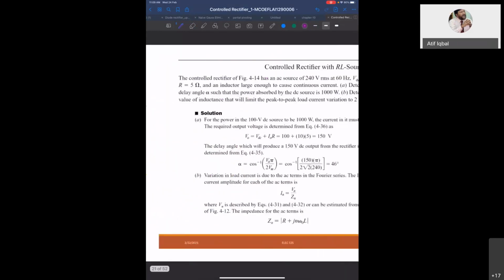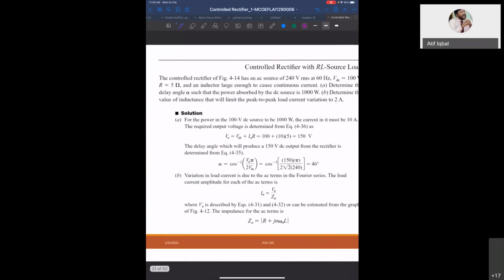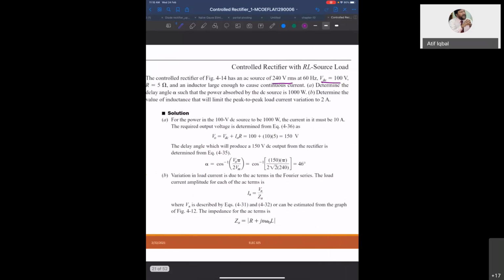The controlled rectifier has an AC source of 240 volt RMS at 60 hertz. The DC source is 100 volt, R is equal to this, and an inductor large enough to cause continuous current. Determine the delay angle such that the power absorbed by the DC source is 1000 watt. So what should be the alpha so that the DC source absorbs 1000 watt? This is what we have to find out.